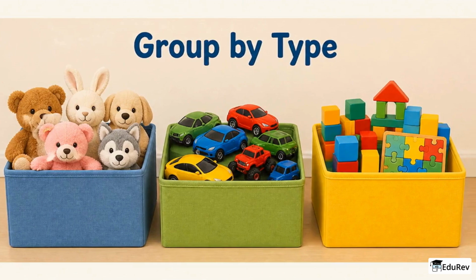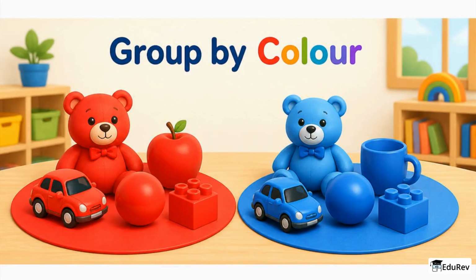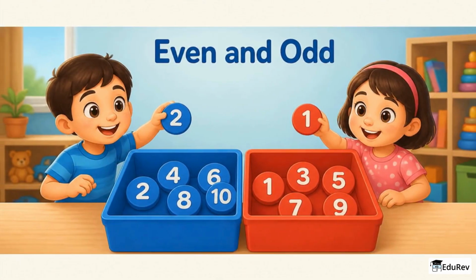Group by type means put similar toys together. For example, stuffed animals in one box, cars in another, blocks and puzzles each in their own box. Group by color means put all red things together and all blue things together. Colors help us sort quickly and make things bright nicely. Group animals into farm, pets and wild, and group shapes into circles, squares and triangles for easy learning and games in class or home. Group numbers into even and odd. This helps when you learn adding in steps or when you play counting games with friends.